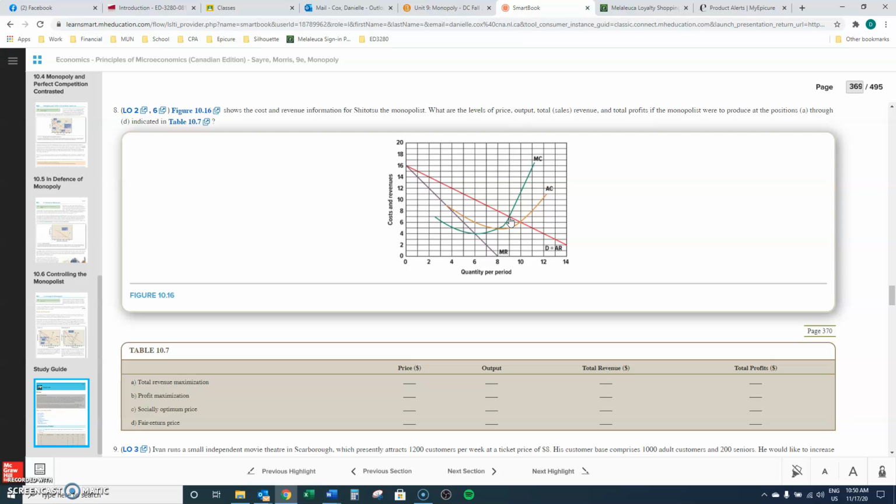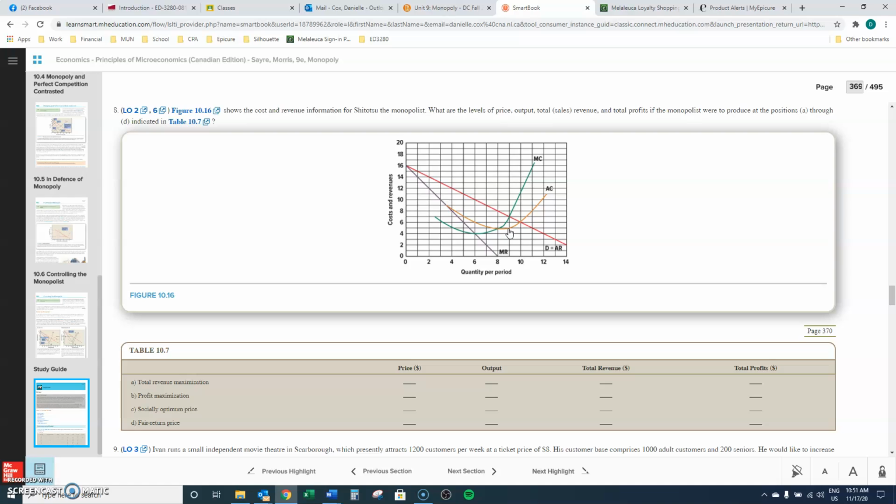Your profit is the revenue minus your cost, and your cost is going to be your quantity of 9 times your average cost of 5. So 9 times 5 is 45. So it's 63 minus 45, which gives you your profit of 18.